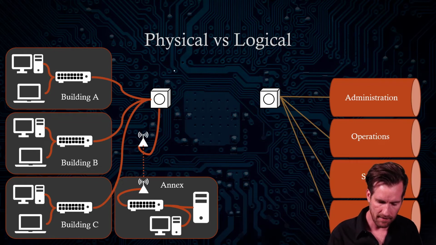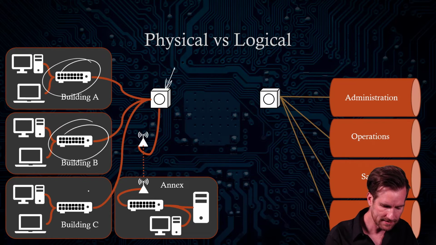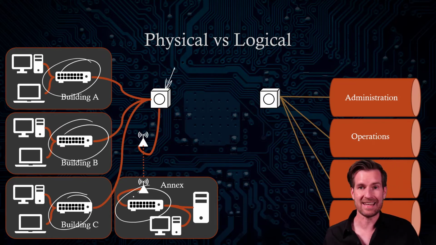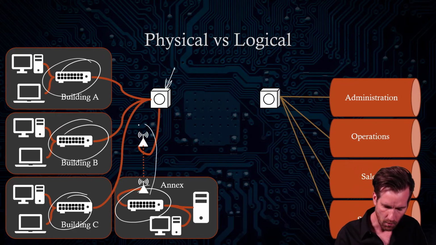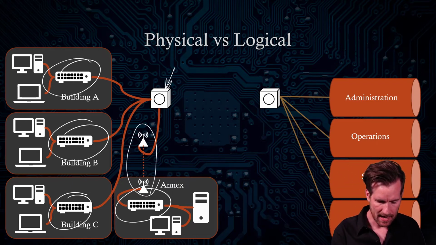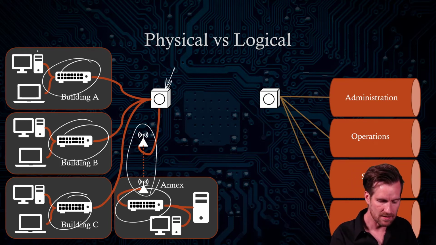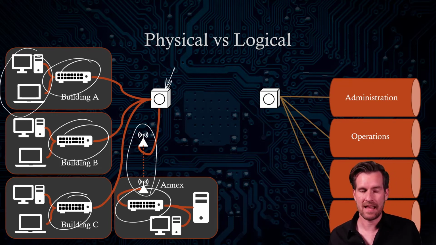So here we have a layer 3 switch, and it's connected to all our access switches that are out in each one of the buildings. Here I've got a wireless connected out to this annex out here. I've got building A, B, and C, and then I have my machines that are physically connected into this network.